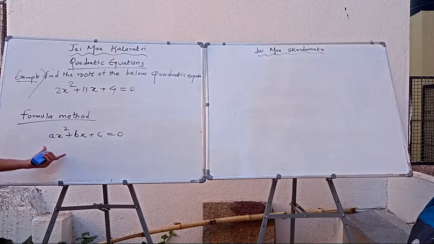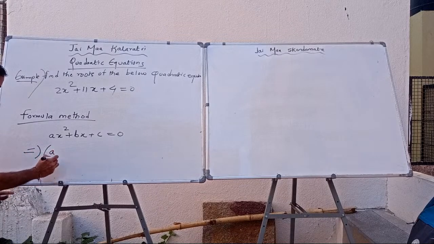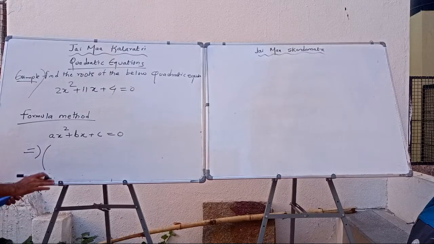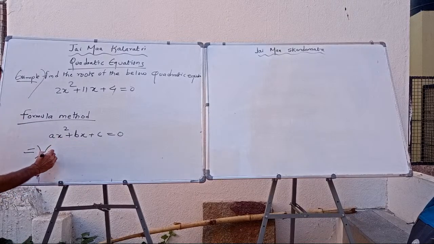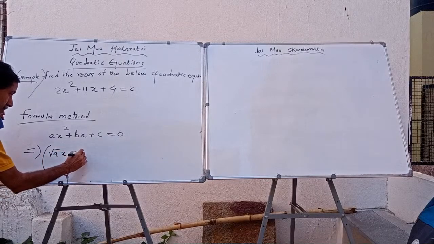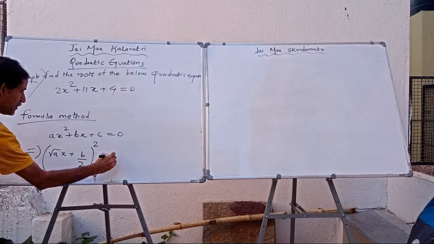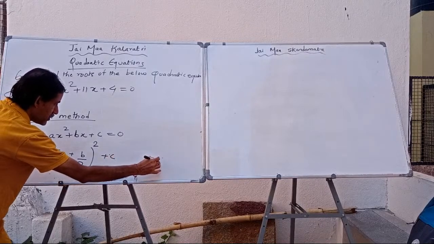Every quadratic equation we can write it like this, right? So, a little bit of adjustment. We'll try to convert this into a square. Just pay attention now, okay? Don't write. Can I write it like this? (Square root of a x plus b by 2 root a) the whole square plus c is equal to 0.